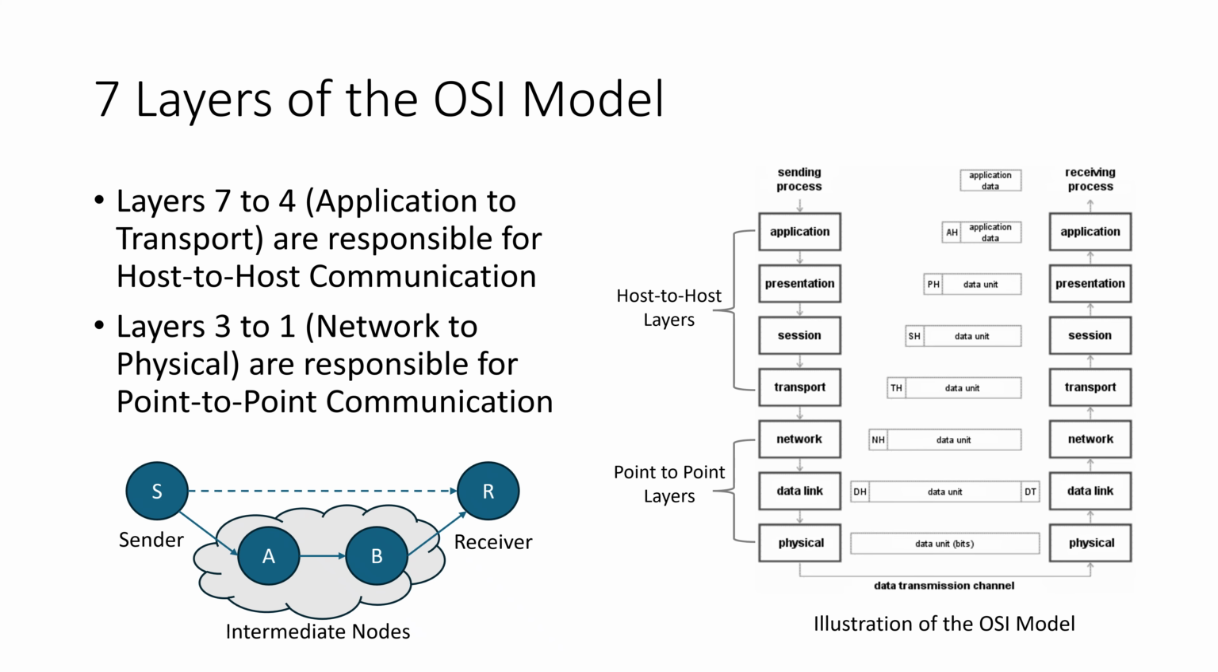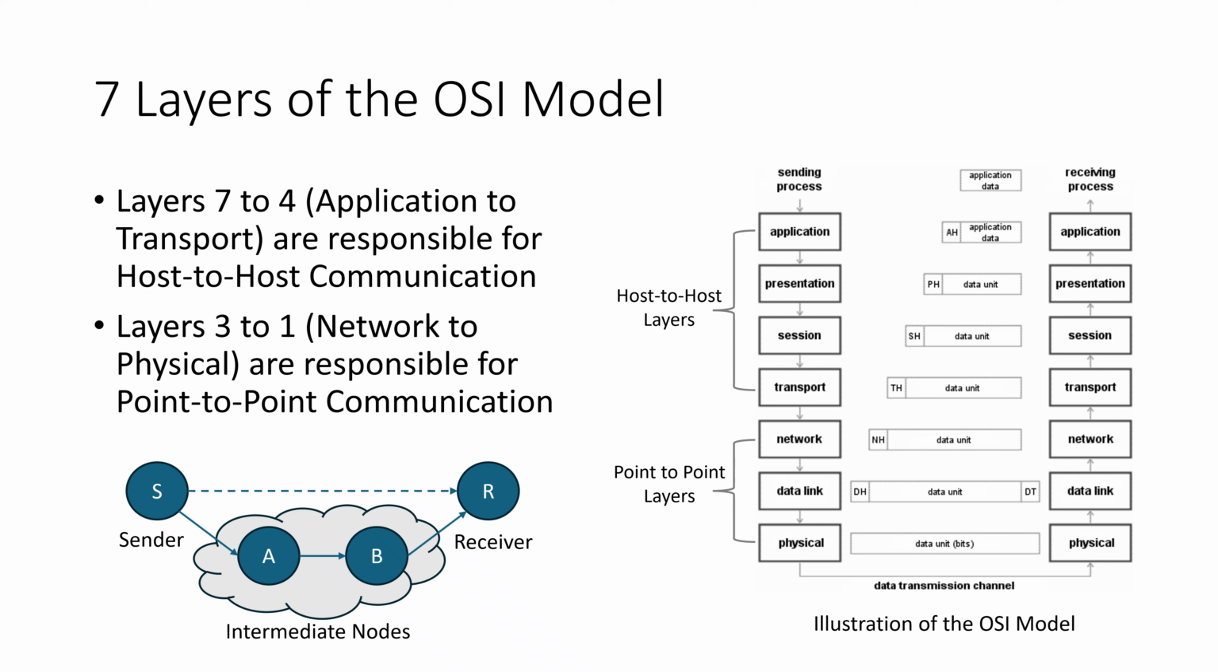Now let's quickly visualize the OSI model through its seven layers. Starting from the top, we have the application, presentation, and session layers, which manage how the applications interact and maintain communication sessions. The transport layer ensures that the data is delivered reliably from one host to another. And these four layers, from application to transport, are collectively known as the host to host layers because they manage data communication between two devices at an end to end or host to host level.